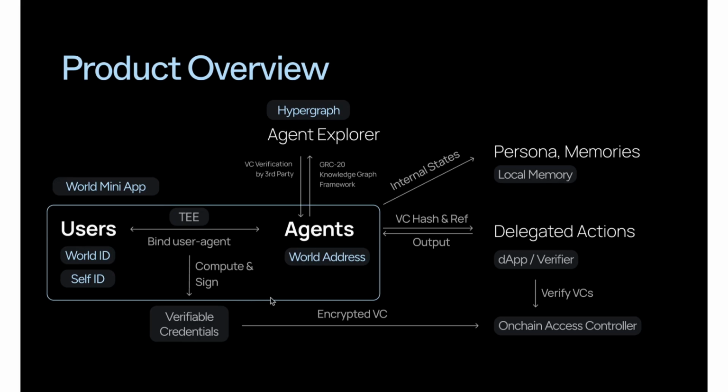For example, confirming if the user is a unique person or is over 18 years old. The VC can later be verified by other apps and services. And once created, the agent profile is uploaded to Hypergraph for future data analysis.